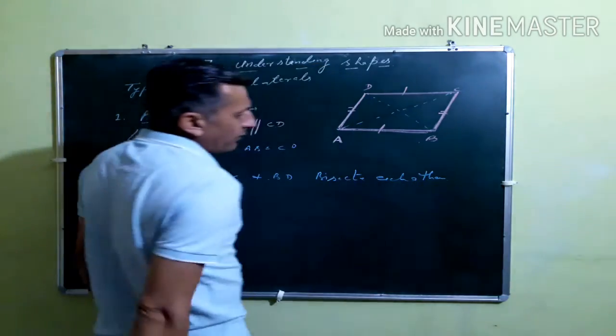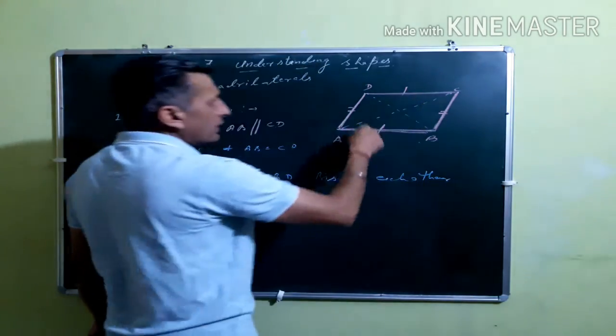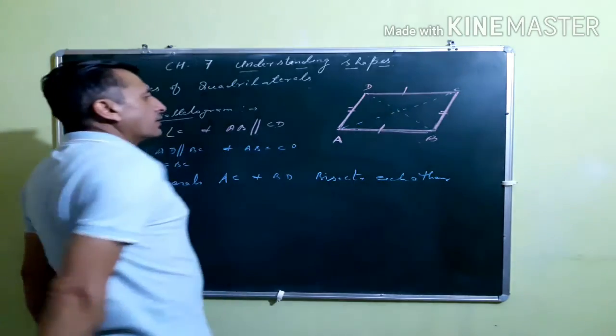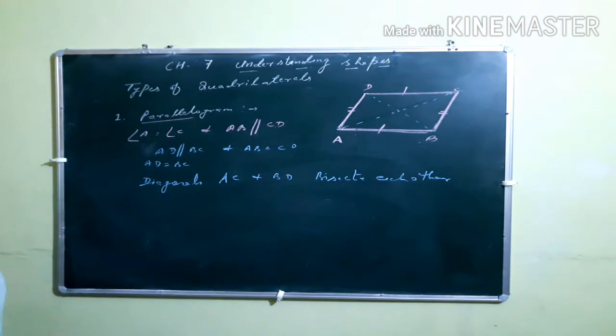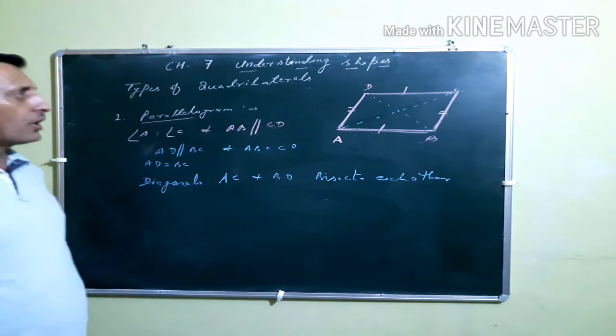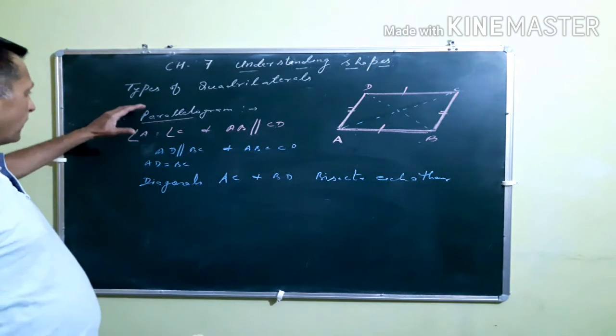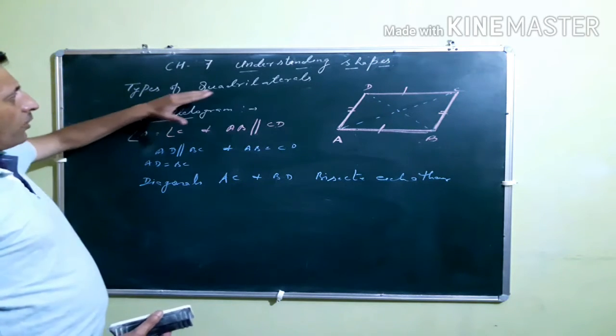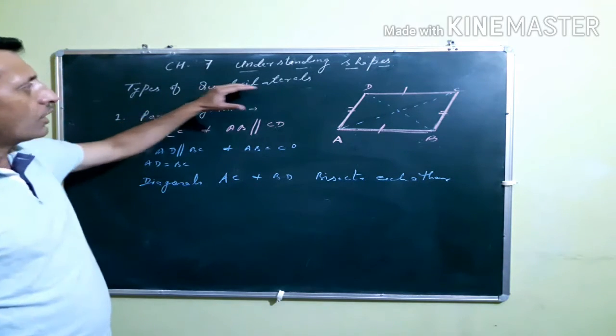I think everyone knows the meaning of bisect. Bisect means they intersect each other in two equal parts. That is called your bisection. So these are some qualities of the parallelogram. This is the first type of the quadrilateral. I am going to discuss the quadrilateral.